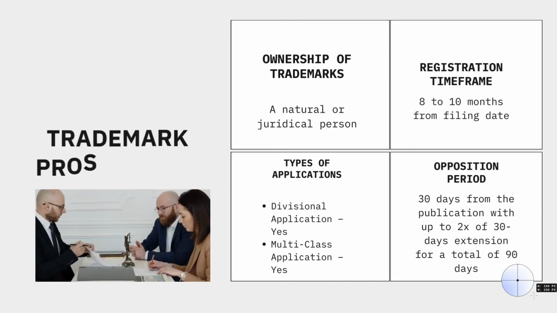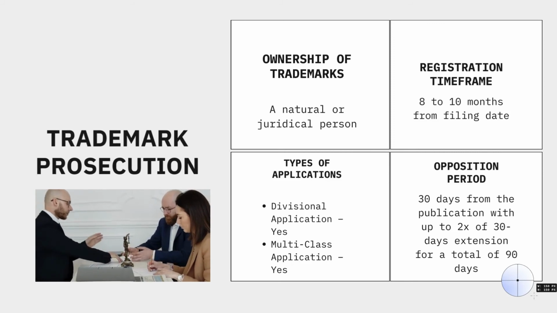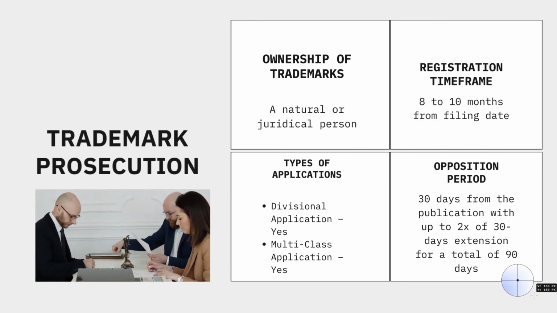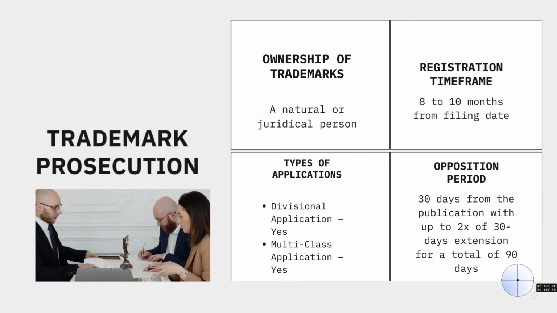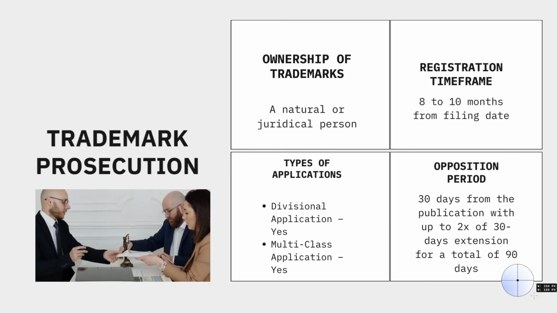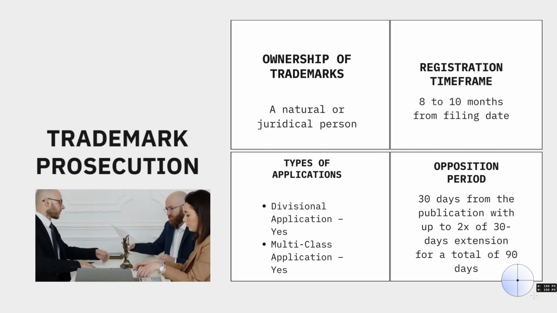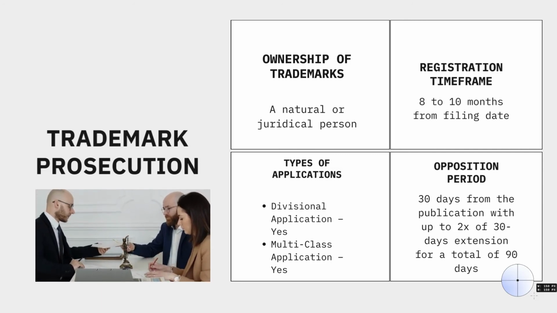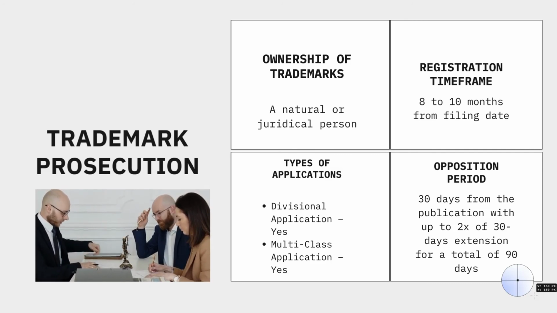Some of the trademark prosecution are as follows. First, ownership of trademarks should be a natural or juridical person who is using or intends to use in commerce a mark in connection with goods and/or services. Second, the registration timeframe of 8 to 10 months from filing date. Third, types of applications are divisional application and multi-class application. Lastly, opposition period is 30 days.